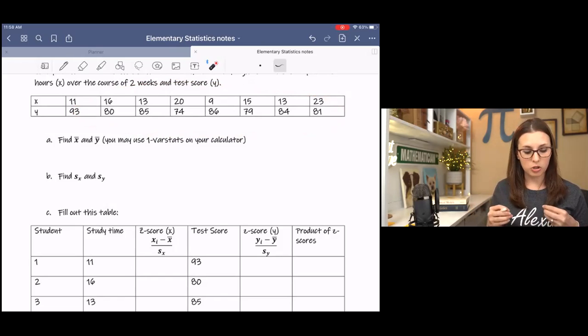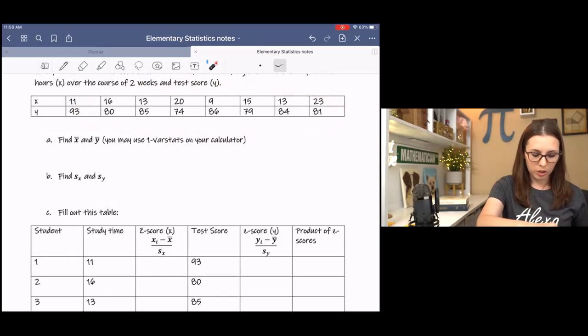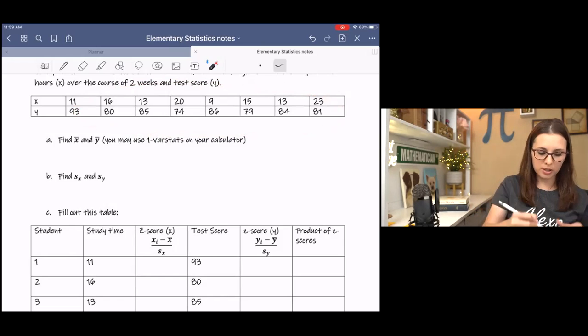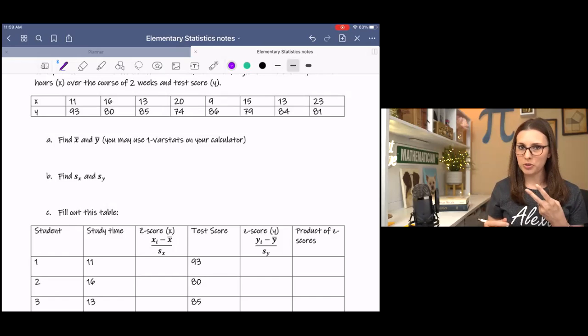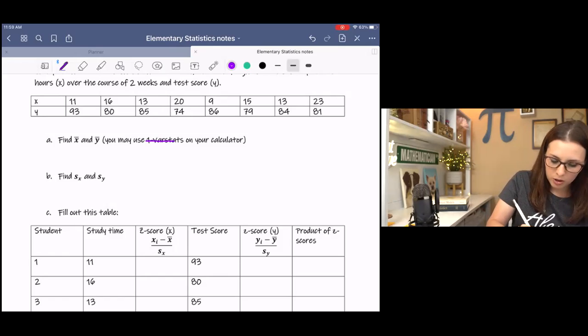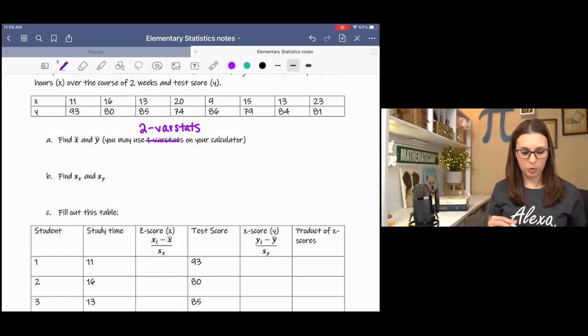So if you can make sure and either double check, if you're doing it by hand, just double check that you're getting the right answers, or you can use your calculator, then you're going to have less error. So in the notes it says 1 var stats, but actually there's 2 variables, x and y. So instead of 1 var stats, we're going to use 2 var stats because there's 2 variables.